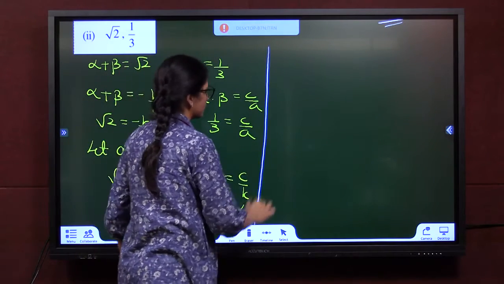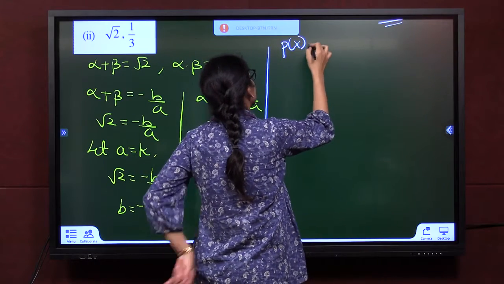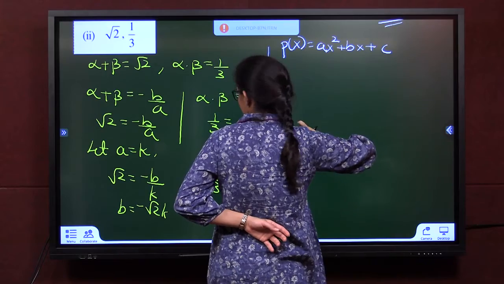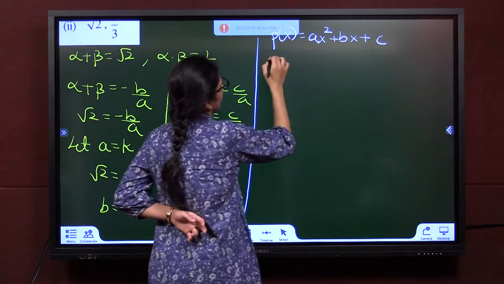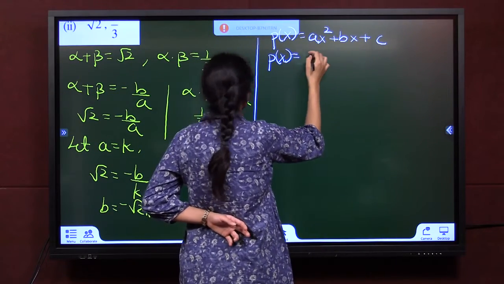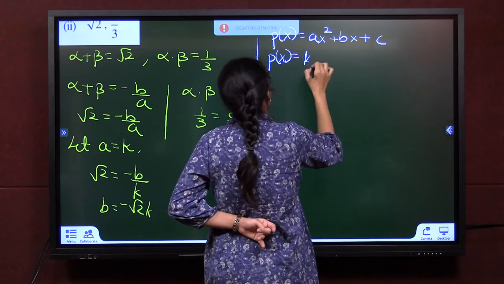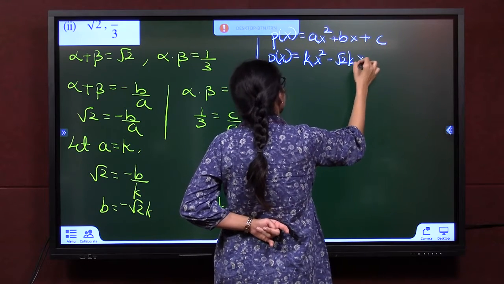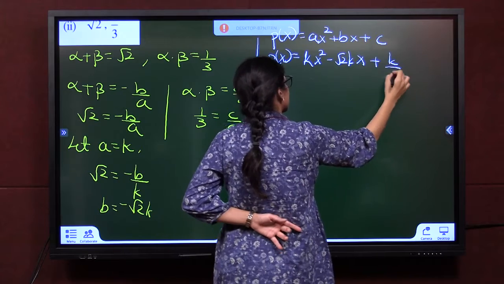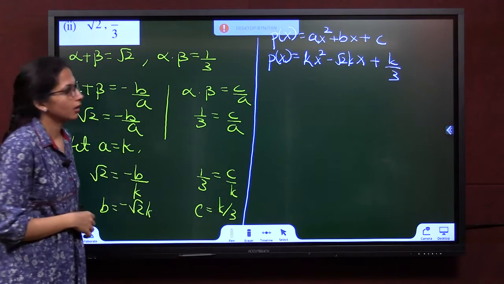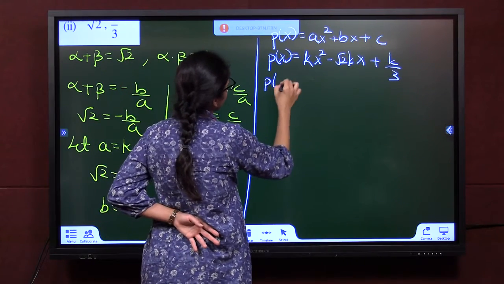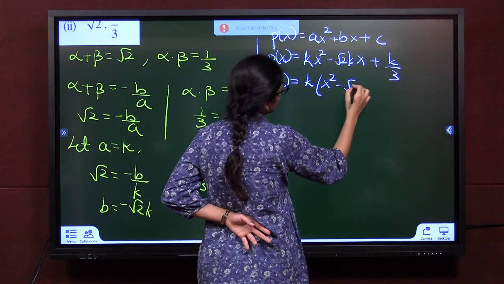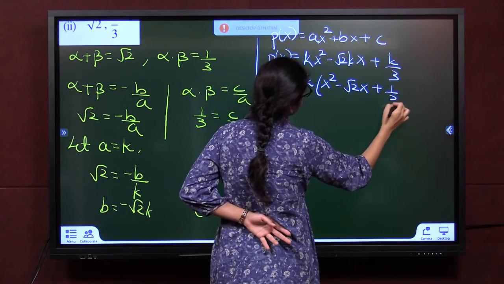So now, substituting the general form of the equation, p of x is equal to ax square plus bx plus c. Okay. So p of x is equal to a. What is a? K. Kx square minus root 2kx plus k by 3. Take k common. P of x is equal to k into x square minus root 2x plus 1 by 3.